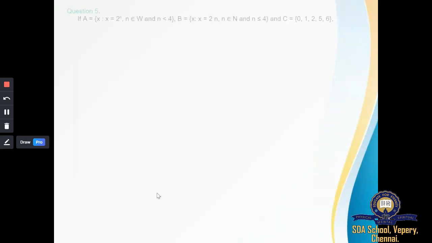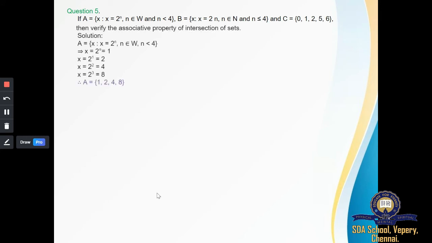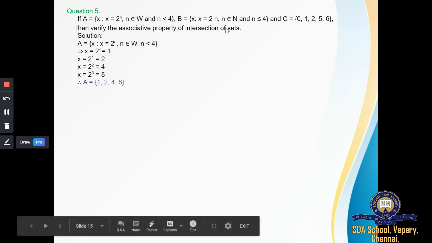Now let's move on to the next sum, question number 5. So what do I have my question number 5 as? If A equals {x such that x is equal to 2 power n, where n belongs to whole number and n is less than 4}, and B equals {x such that x is equal to 2n and n belongs to natural number and n is less than or equal to 4}, and C is given to me as {0, 1, 2, 5, 6}. So I have to verify the associative property of intersection of sets.